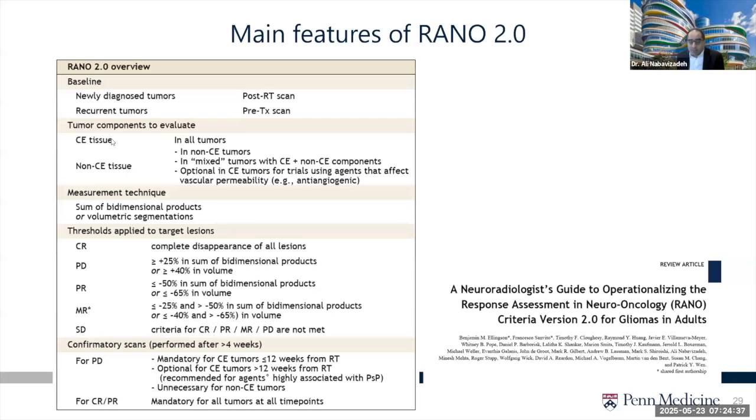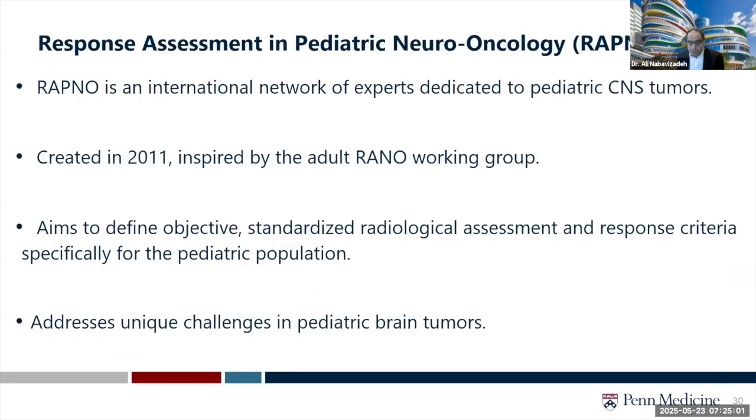The tumor component measurement is different for contrast enhancing versus non-contrast enhancing tumors. We can do it 2D or 3D, and these are the thresholds for tumor response. It's very important that we would need confirmatory scans if we are within 12 weeks of radiation. And also for any response, we need a confirmatory scan to make sure that the response is durable.